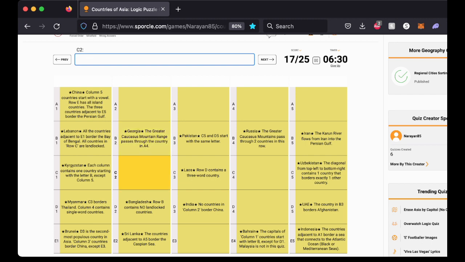The Greater Caucasus Mountain range passes through the country in A4. So the Caucasus Mountains pass through it and it borders the Caspian Sea. I think A4 would therefore be Azerbaijan.